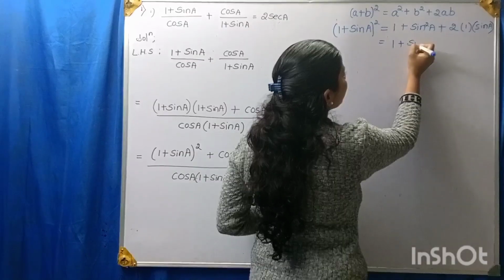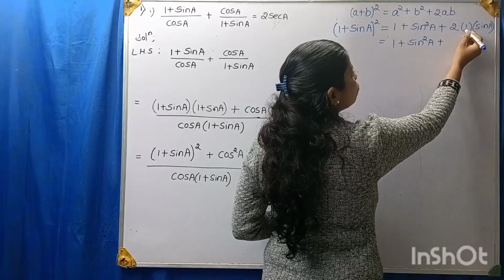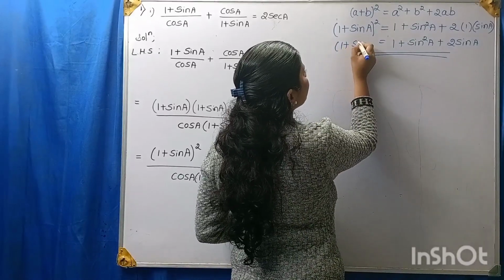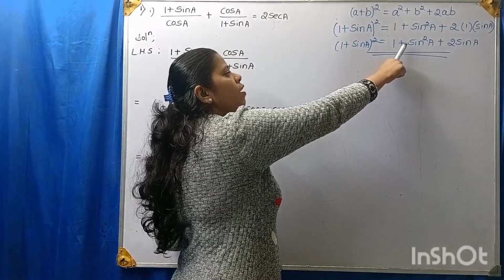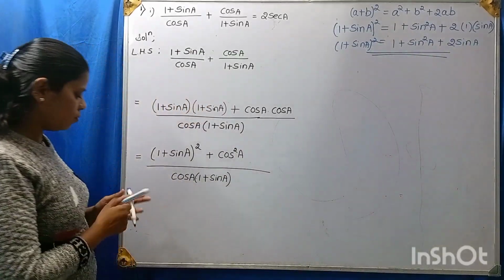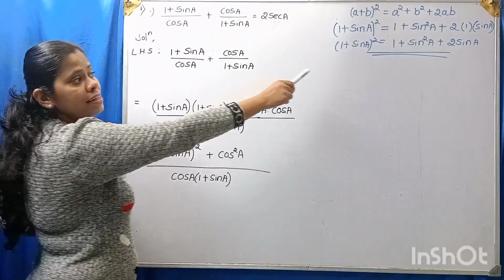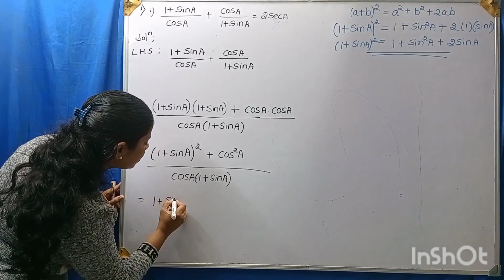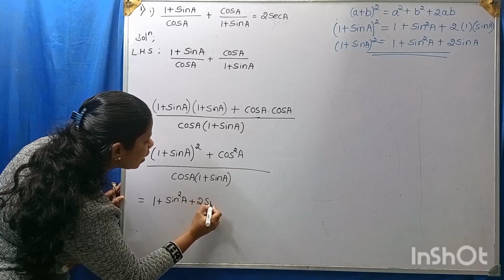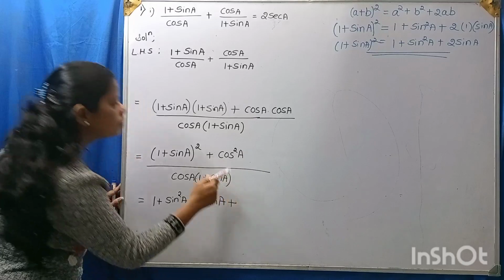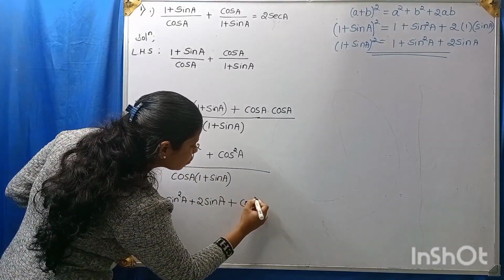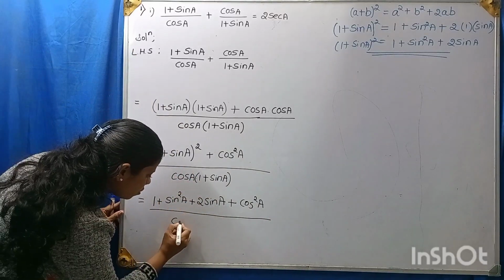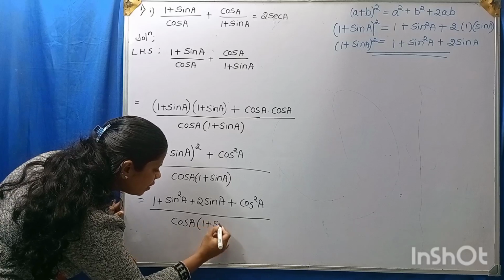Therefore, it will become 1 plus sin square A plus 2 into sin A. That is, (1 plus sin A) the whole square I can write as 1 plus sin square A plus 2 into sin A. So, this (1 plus sin A) the whole square, I will replace as 1 plus sin square A plus 2 into sin A, plus this cos square A I will write as it is, the whole divided by cos A into (1 plus sin A).